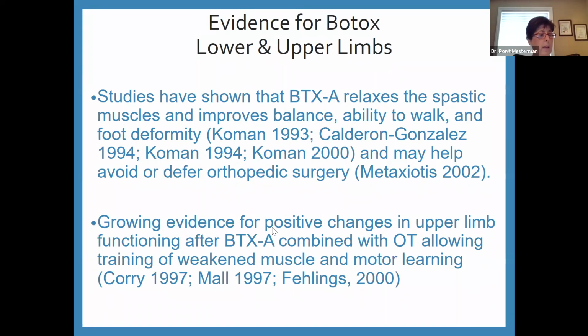When we look again at the evidence in the literature, there are plenty of papers, especially from the initial phase when Botox was first used in children, which was around 1993, so now over 25 years ago, that showed that botulinum toxin is able to reduce muscle tone. It also showed short-term changes in improved balance, ability to walk, and increased endurance. And a few years later, a lot of good work was done also on the upper limb.